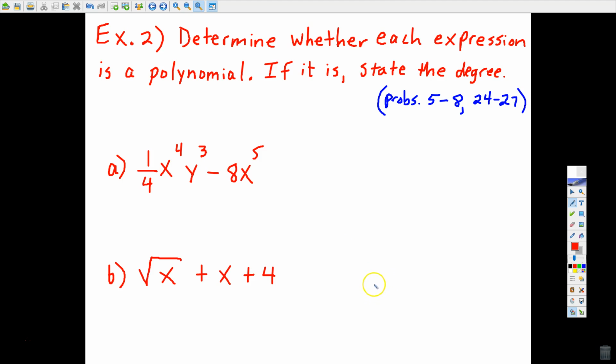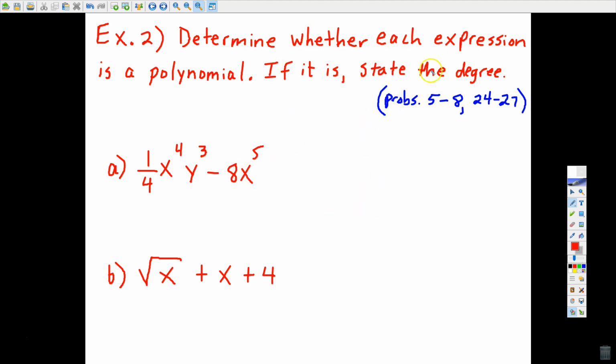Okay, the next type of problem, my second example, is really an exercise in whether or not you can identify a polynomial. Determine whether each expression is a polynomial, and then if it is, we want you to understand how to state the degree of that polynomial.